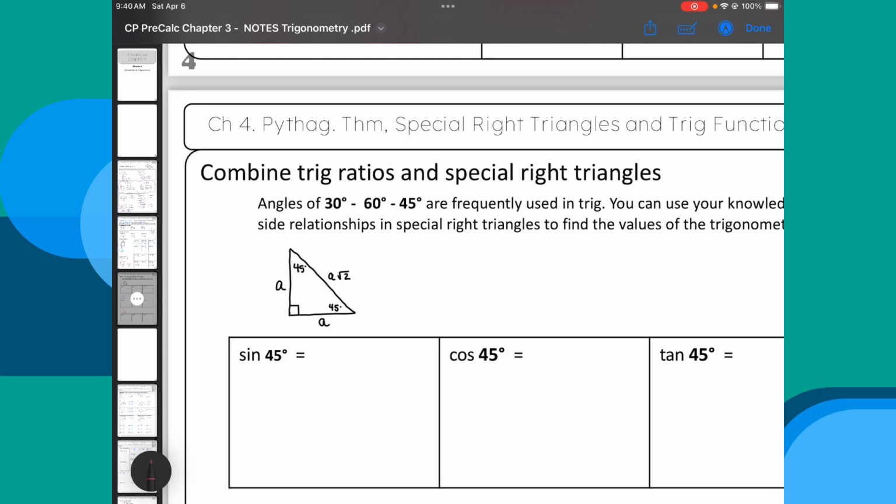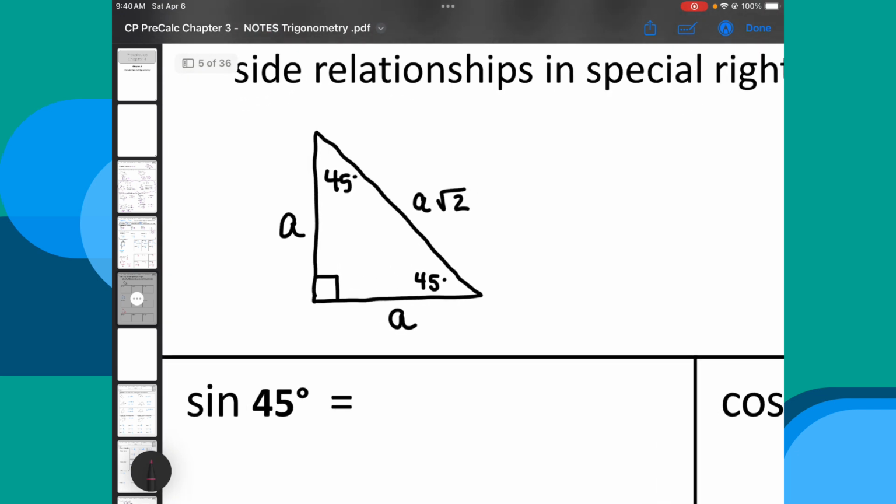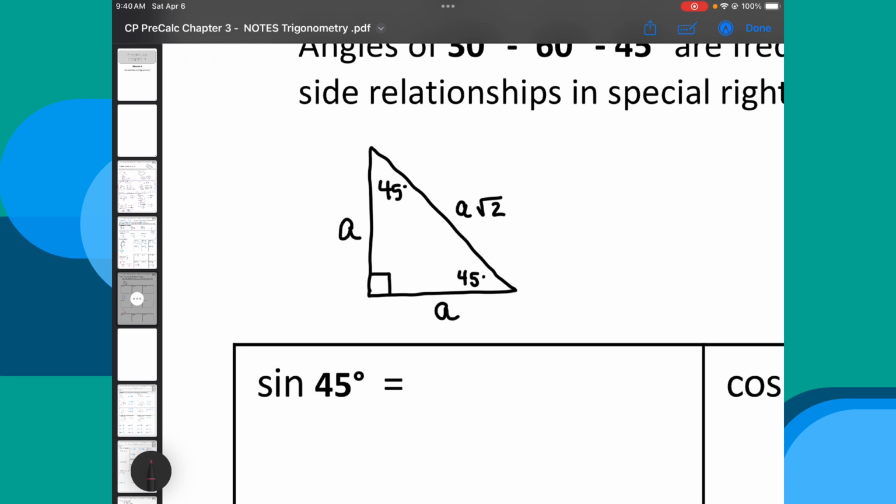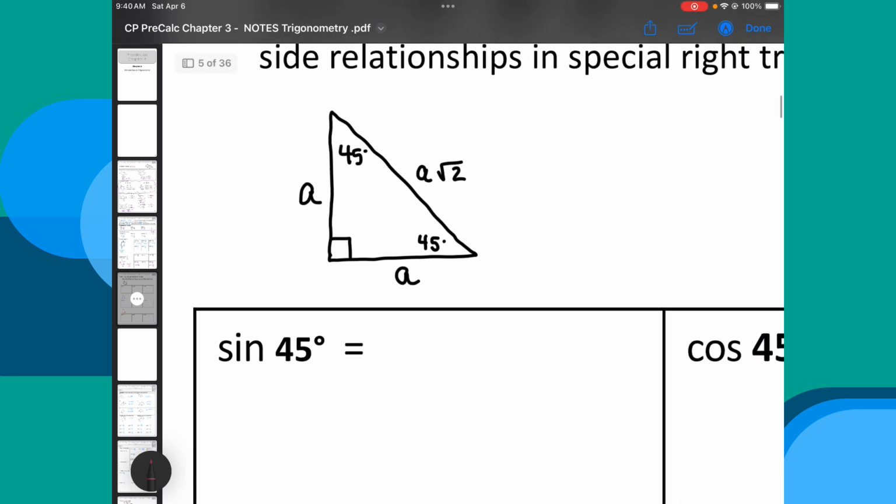So now we're going to combine these two things together, our trig ratios and our special right triangles. 30, 60, 45, obviously 90 is used a lot in trig, so we can put those two pieces together and we can figure out what the ratio is without knowing what the side measurements actually are. So here we have sine of 45. So I drew my 45, 45, 90 triangle. I labeled my sides A, and then hypotenuse is A times the square root of 2.